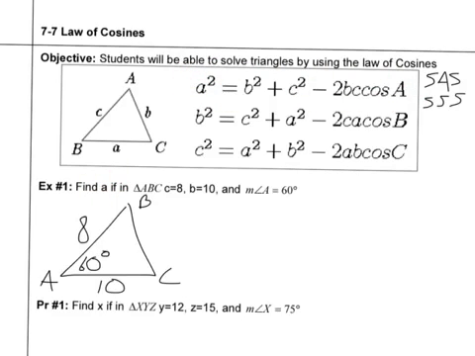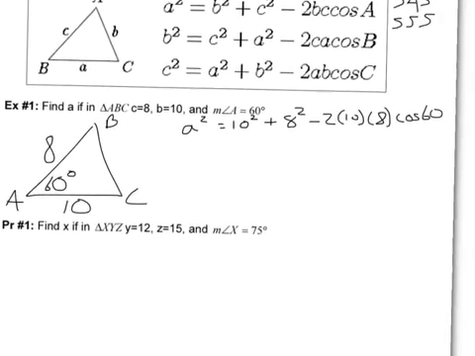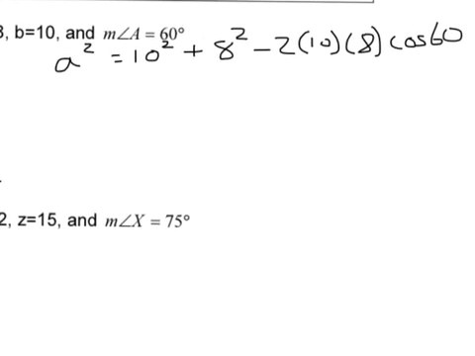And it's going to be exactly the same. We're going to say that A squared equals my B squared, well my B is 10, squared, plus my C squared, well my C is 8, squared, minus 2 times 10 times 8 times the cosine of my angle A, which is 60. Alright, now all we have to do is solve this for A. Not really that bad. I mean, it's a lot of numbers, but it's not that bad.